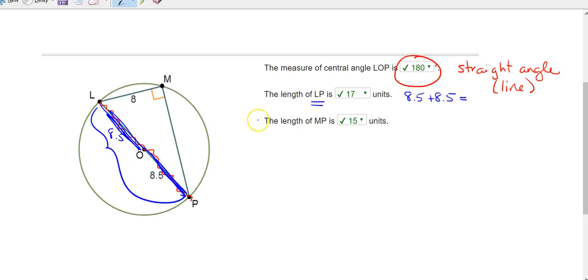And then the last question says, what is the length of MP? So what you do is you have a triangle. You know that this side is 8 and this side is 17. So how do you solve for the missing side when you have a right triangle?